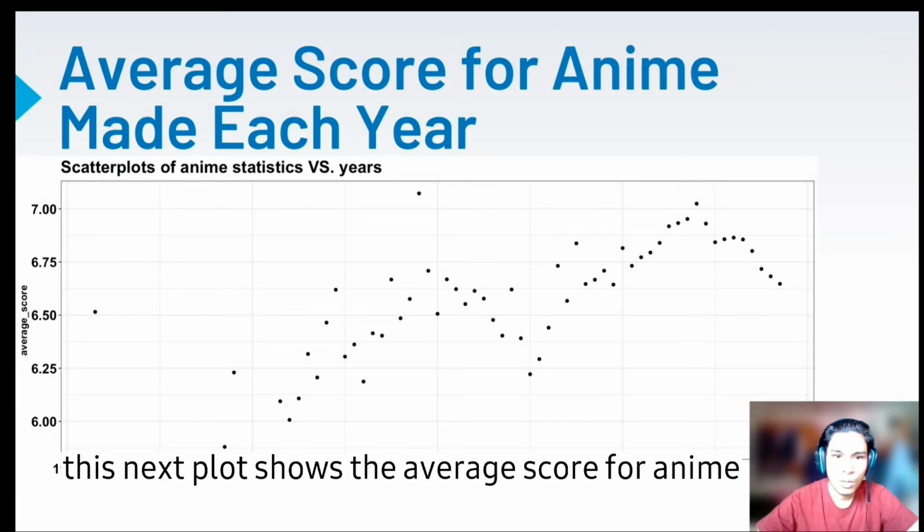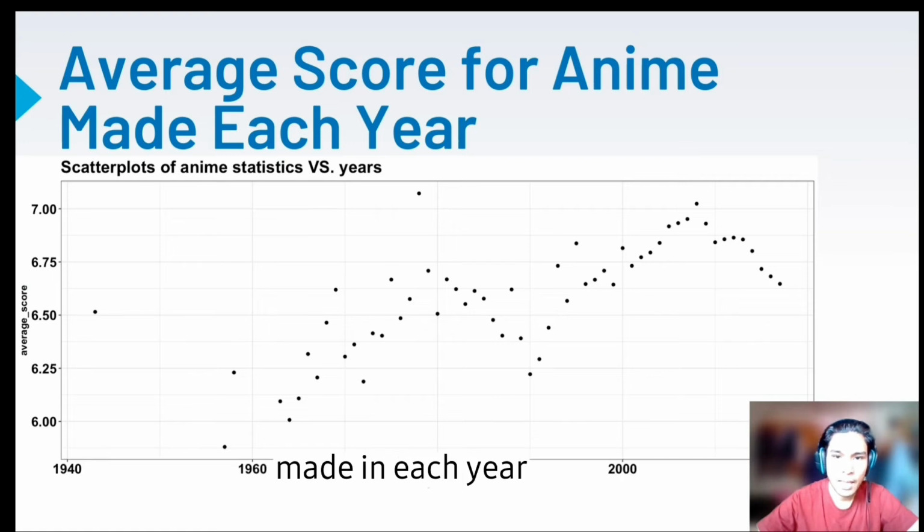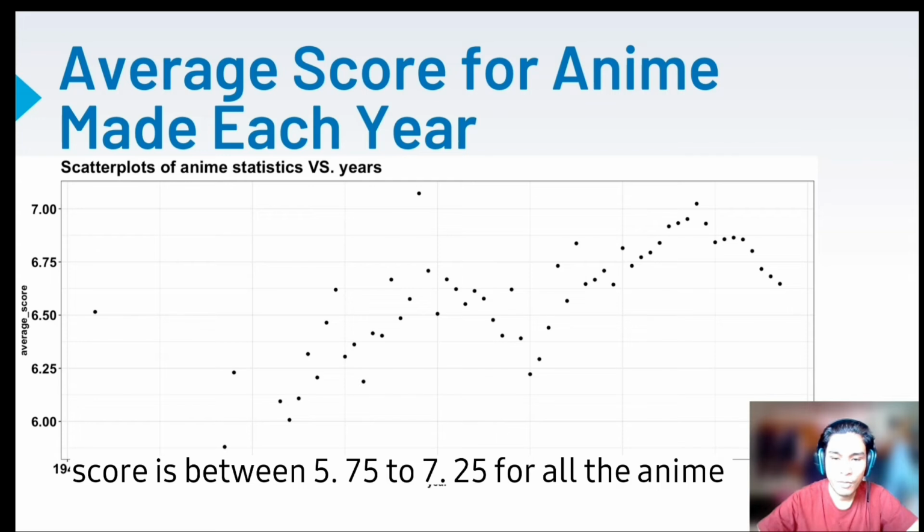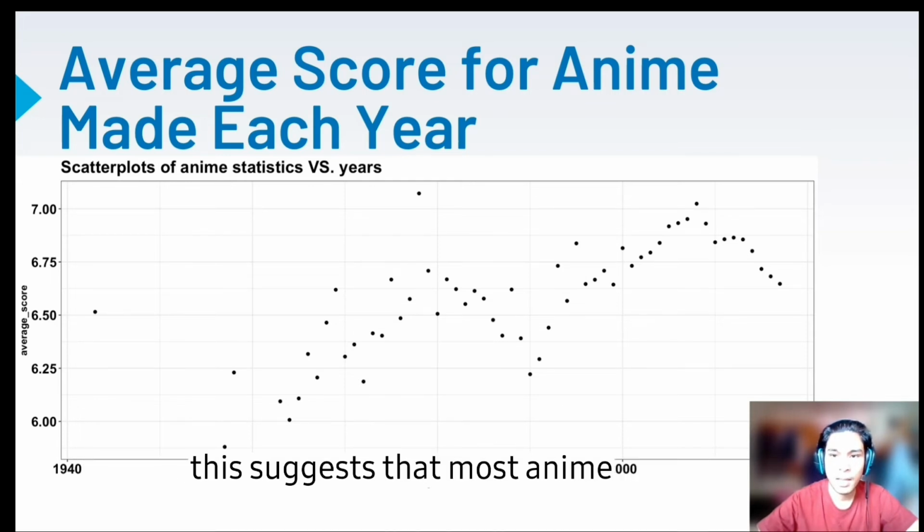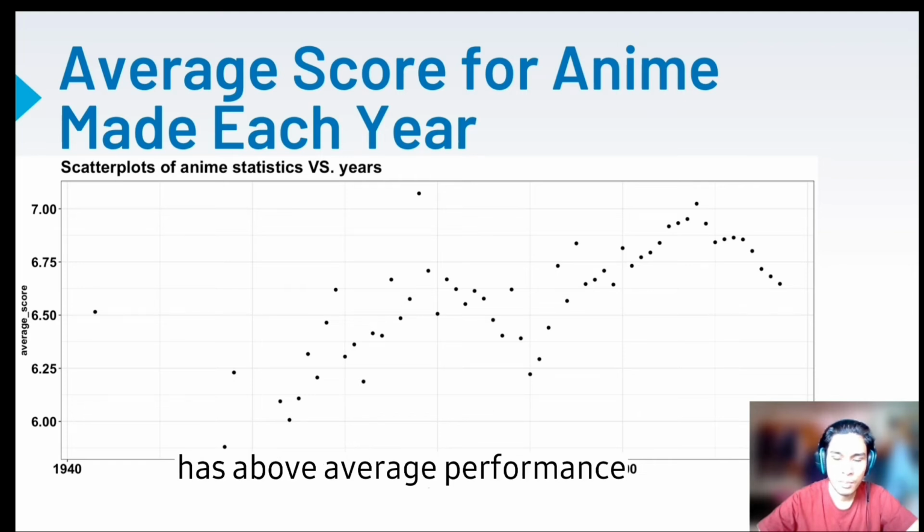This next plot shows the average score for an anime made in each year. As you can see, the range of the average score is between 5.75 to 7.25 for all the anime. This suggests that most anime has above average performance.